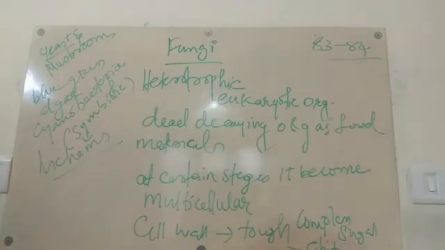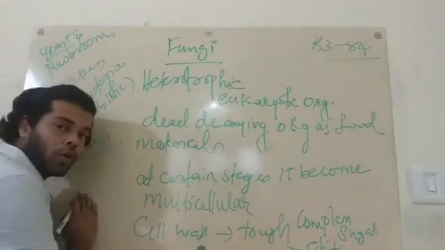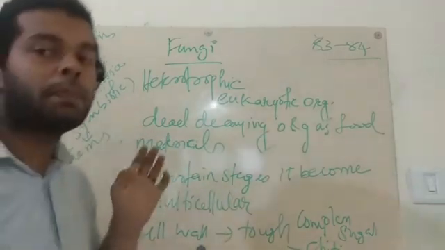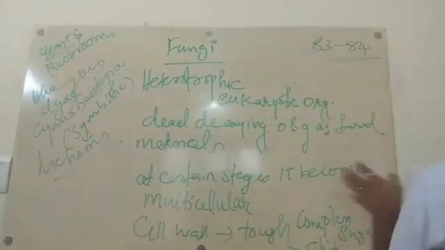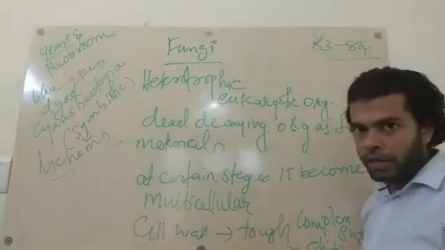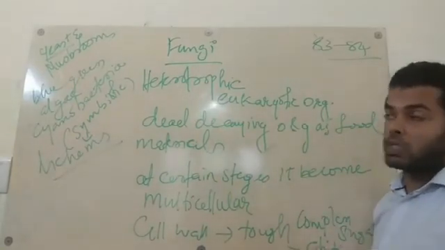Okay, what about the lichens? Lichens are slow growing, large colored patches on the bark of trees. Okay, lichens are the slow growing, large colored patches on the bark of trees.